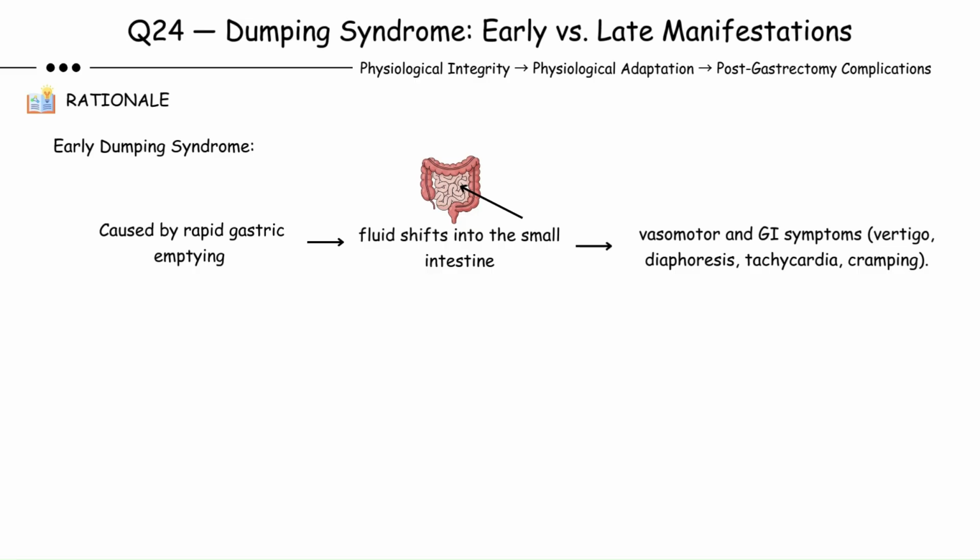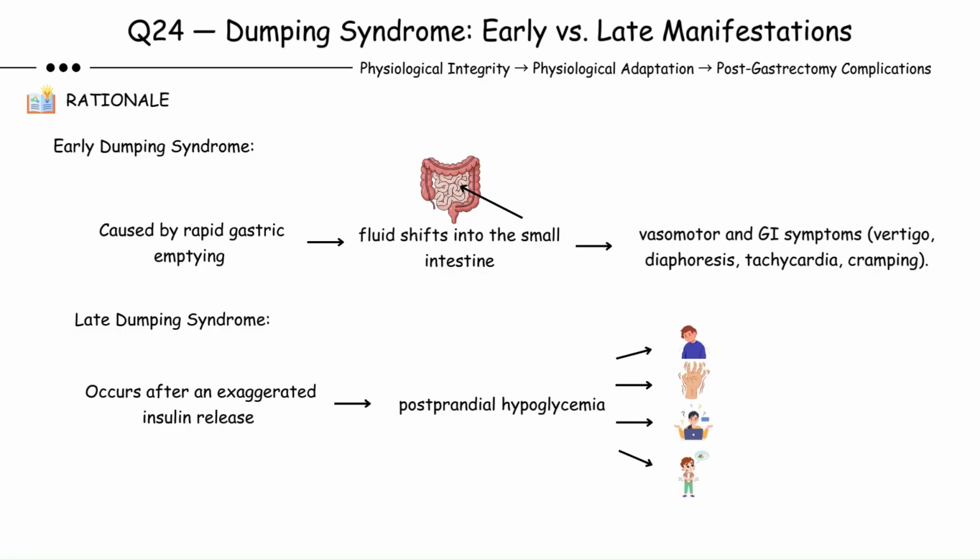Late dumping is a hypoglycemia problem. After that rapid emptying, blood sugar spikes, and then the body releases a big burst of insulin. 1 to 3 hours later, the client's blood sugar drops too low, reactive hypoglycemia. That's when you see weakness and tremors, hunger and irritability, confusion or faintness. So when a client says, "I feel shaky, weak, and starving a couple of hours after I eat," you should be thinking late dumping, postprandial hypoglycemia.